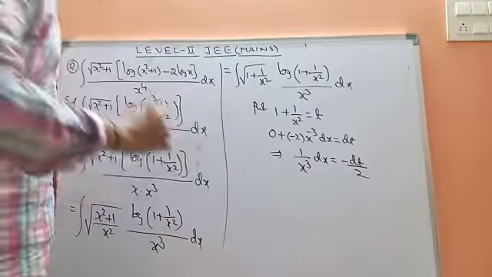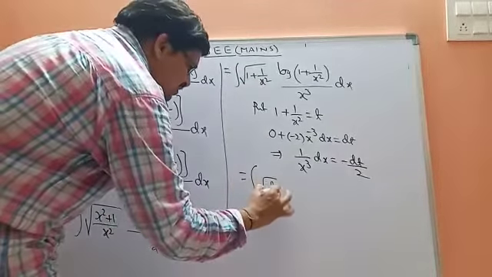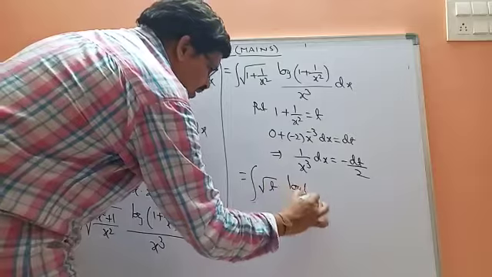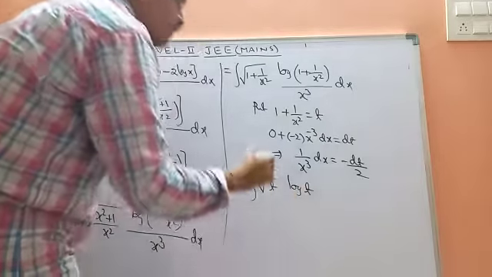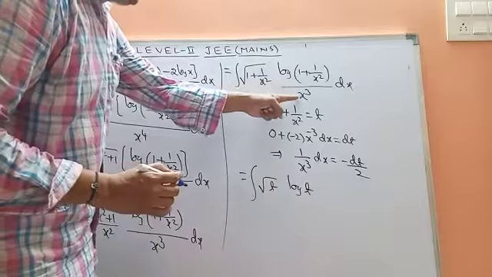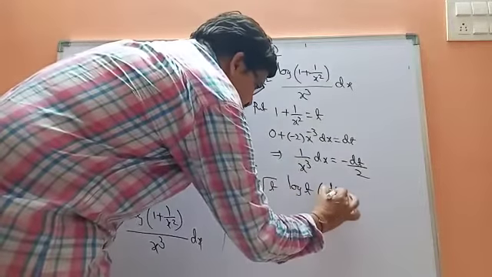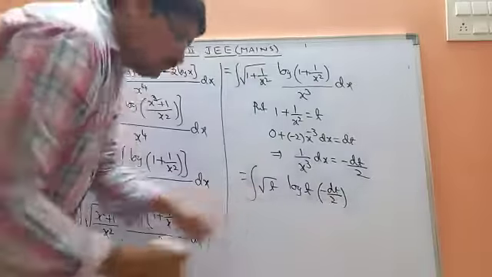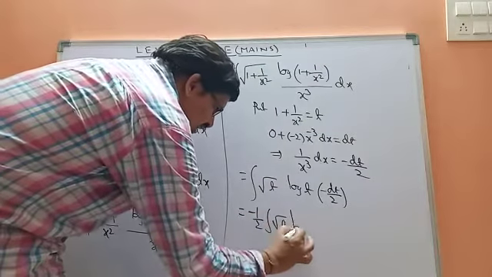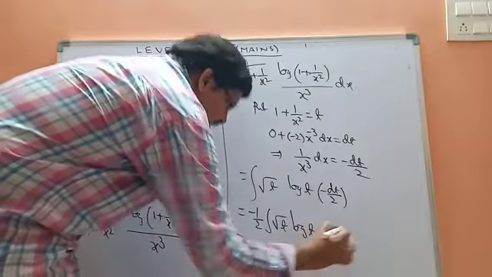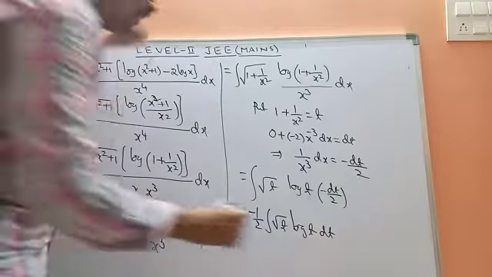Substituting these values in the given integration, the root is root t, this is log of t, and 1 by x cube dx is minus dt by 2. Got it? This equals minus 1 by 2 integral of root t into log t dt. Now by using integration by parts, you can solve the remaining problem.